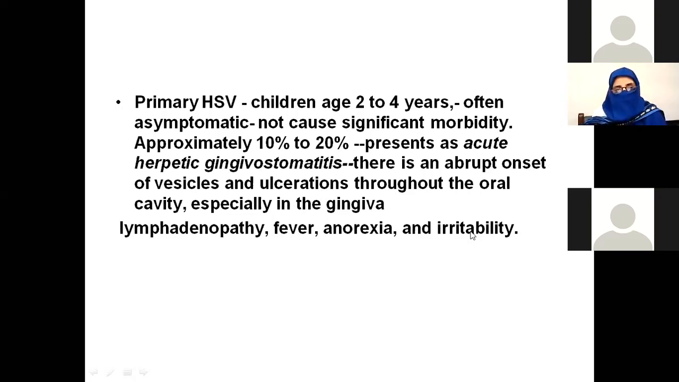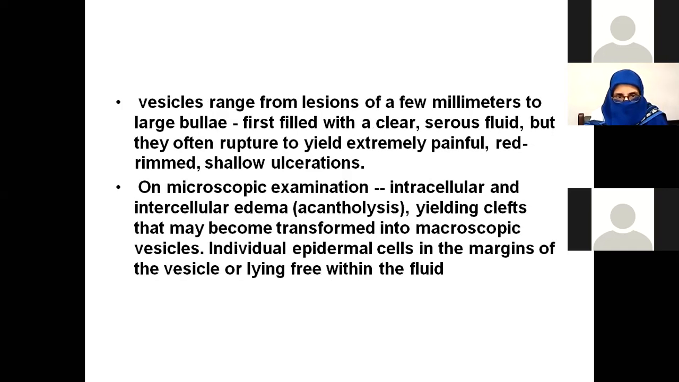Lymph nodes body में कब significant होती हैं? When they are more than 1 centimeter in size. Again, clinical manifestation क्या होती है? Vesicles range from lesion of few millimeters to large bullae. ठीक है, vesicle की term clinically use होती है when there is a fluid filled thing which is small in size, but when it gets bigger and bigger, then we use a term which is called bullae. It is the plural of bulla. First filled with a clear serous fluid but often ruptured, leave extremely painful red and shallow ulcers.